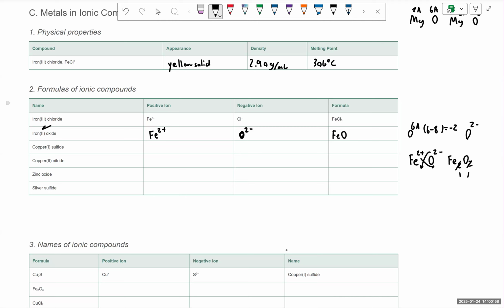Now, you may notice for some of these transition metals, there is no Roman numeral. These are known as fixed charge transition metals. An example would be silver sulfide. Silver is a bit of a unique case in that silver prefers to almost exclusively ionize to form Ag+. For sulfide, that's sulfur, which is a 6A element, and sulfur prefers to adopt a charge of -2.